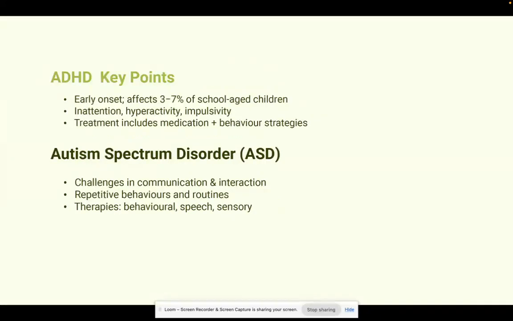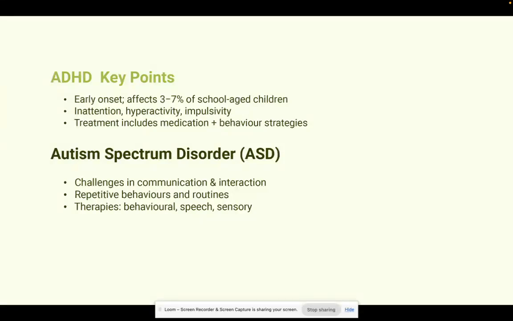So four is ADHD, or attention deficit hyperactivity disorder. The key point is that the early onset affects 3 to 7% of school-aged children. So it usually starts there, in school-aged children. Sometimes children with ADHD have inattention, a low attention span. They are too hyper in terms of doing activities. They're also very impulsive in terms of doing their work.